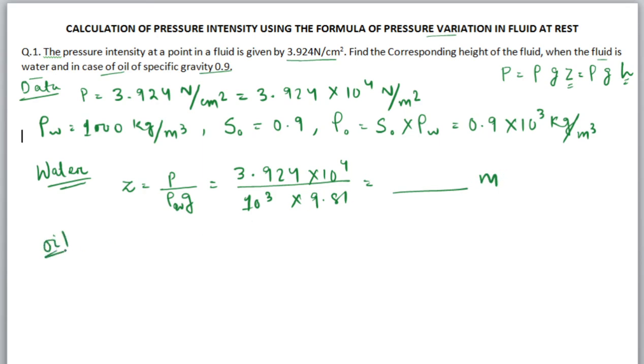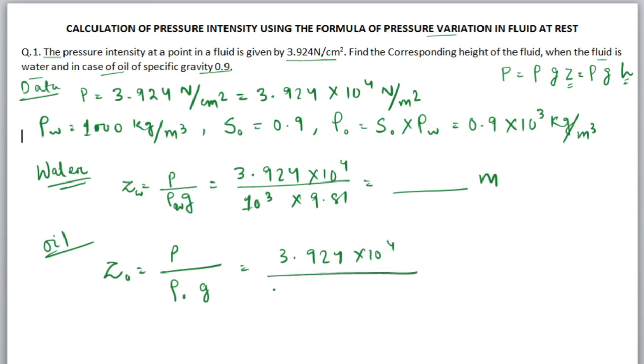Then for oil, Z for oil is equal to pressure divided by density of oil times g. The pressure is 3.924 into 10 to the power 4. The density of oil is 0.9 into 10 to the power 3, and g is equal to 9.81. Here you will also get the answer. So you can calculate both of the heights, the height in case of water and the height in case of oil, in terms of meter. So it is quite easy. You can do the calculation on your own.